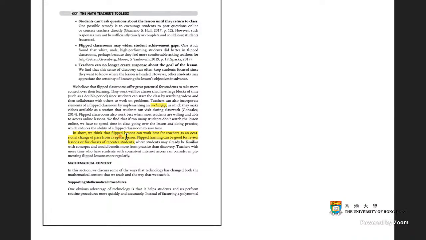So in short, we think that flipped learning lessons, according to the author, can work best for teachers as an occasional change of pace from regular lessons. So it's no harm, perhaps, to include it as one of the possible means in your teaching, even though you may not be using it very regularly.